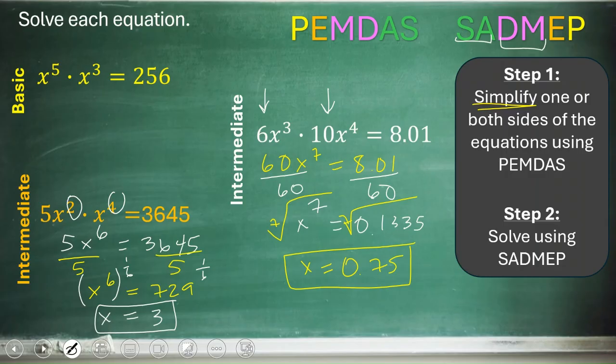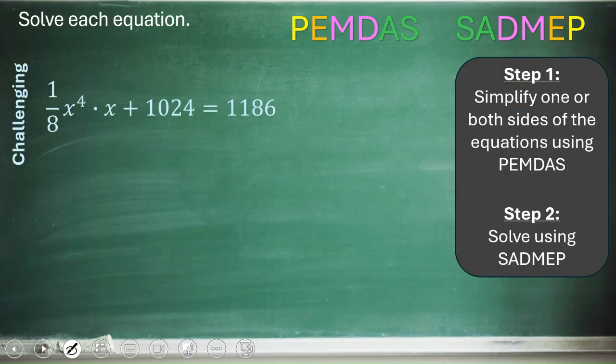All right, we made it through the beginning, the basic and intermediate problems. Let's try one more that's a little more challenging. You're going to see we have a lot of different things to do here. So let's go ahead and simplify the equation using PEMDAS first. We're going to simplify the left side, get it as clean as possible, and then we will go ahead and move to SADMAP. So what I can simplify are the x to the fourth times x.